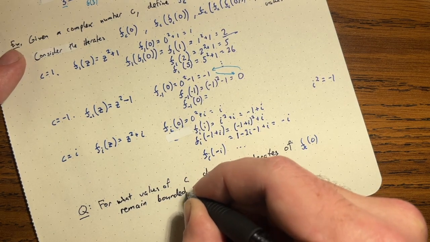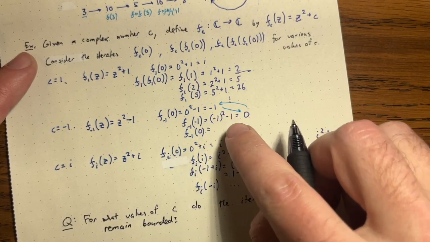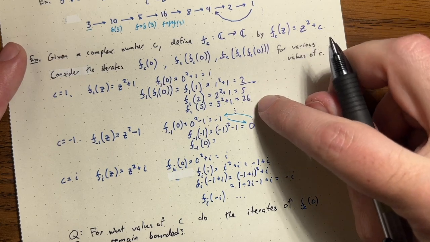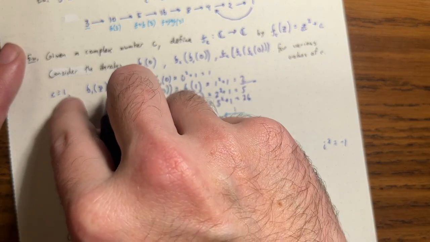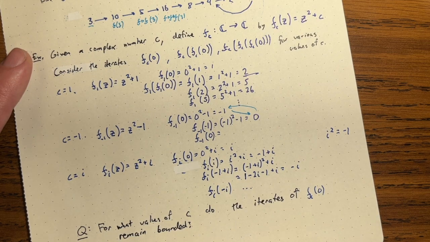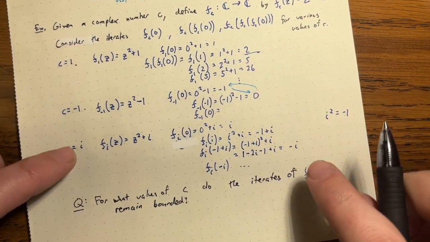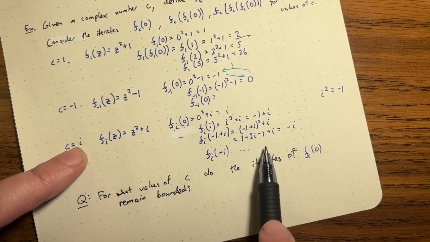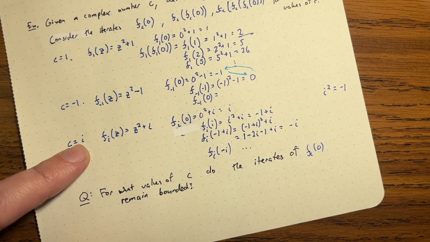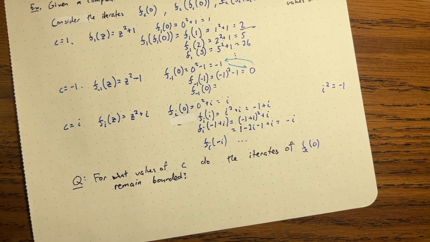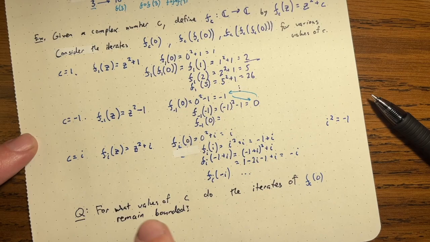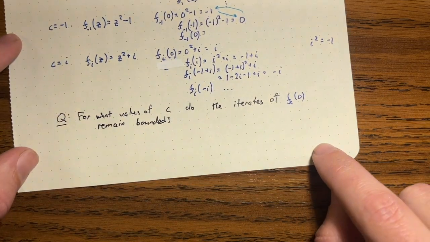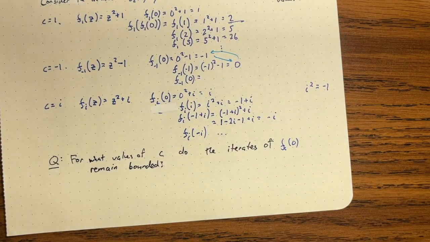Okay. Well, certainly this is bounded, right? I'm just staying between 0 and 1. This is unbounded. They get arbitrarily large. So 1 is not a value of c. -1 is a valid value of c. It turns out, I believe, i is a valid value. In fact, I think if we go one more step, this just gets in the loop. And there are many other values that stay bounded, but there are also a lot of values of c that are unbounded. And if you plot all these values, this is actually what you get.